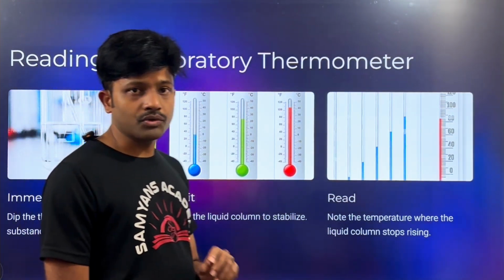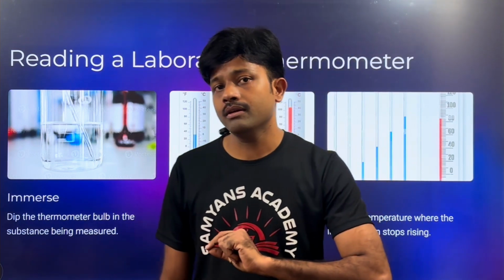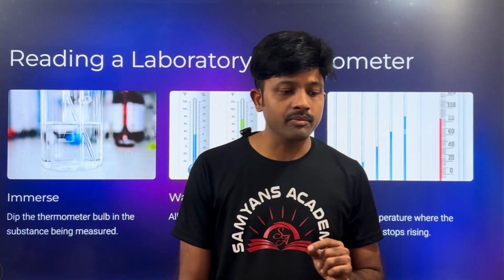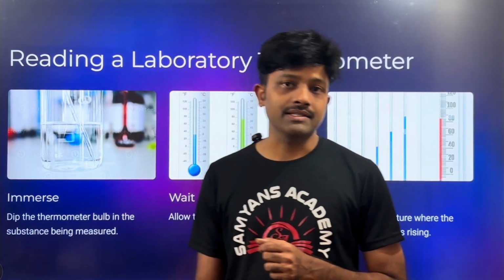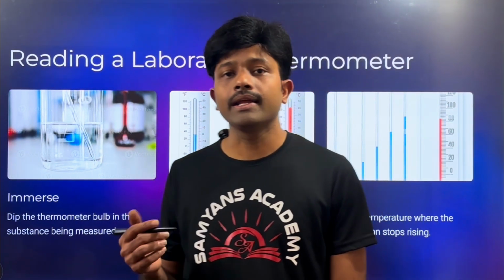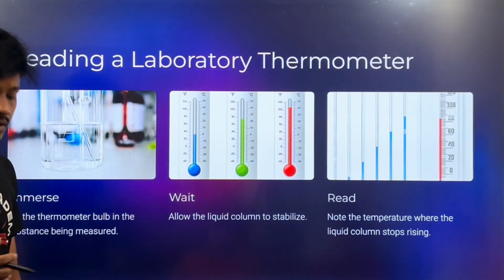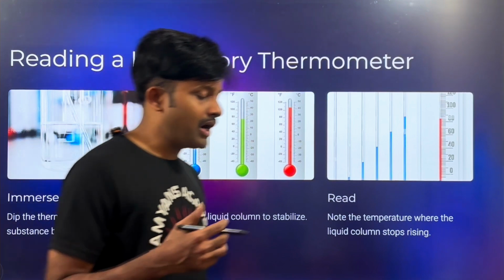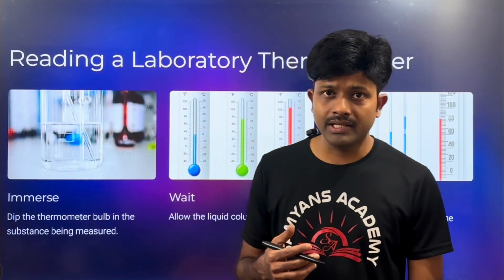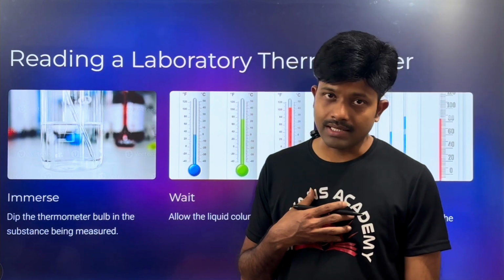Okay, so I will ask some questions. By using the laboratory thermometer, what is the minimum temperature we can read? Minus 10 degrees Celsius. What is the maximum temperature we can read? 110 degrees Celsius. Yes or no? Very good. Then, what is the marking on the laboratory thermometer? Is it degree Celsius or Fahrenheit scale? It is degree Celsius.